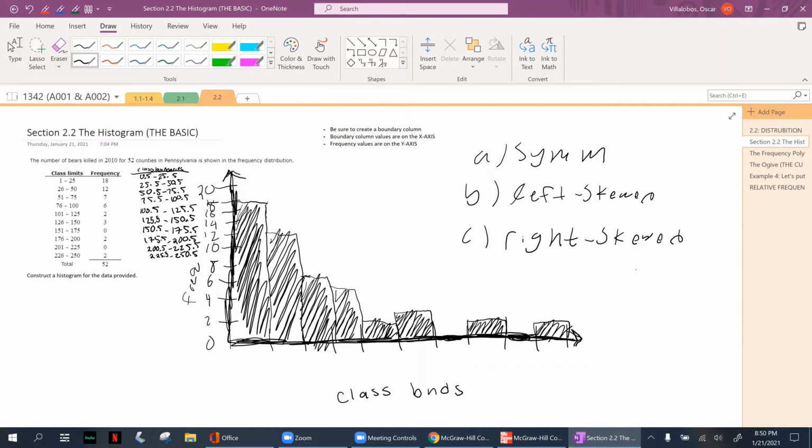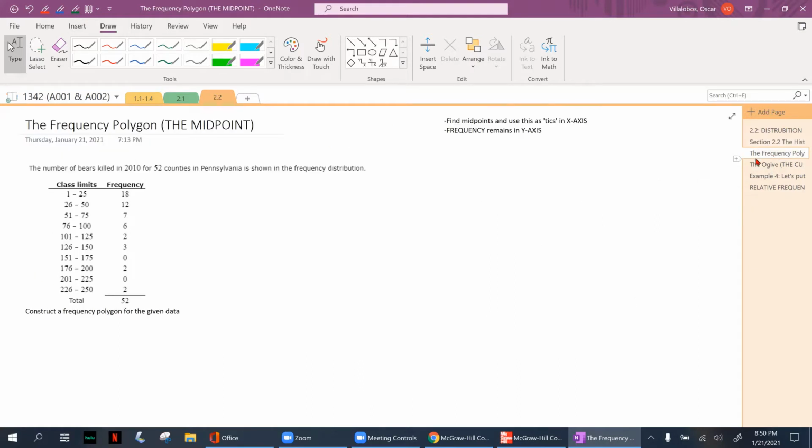So, like I said, so far it's pretty straightforward. You're pretty much just getting the frequencies that you found and putting them in bar graphs. And this one is known as the histogram. Now let's move on to the second case, the frequency polygon, the midpoint.